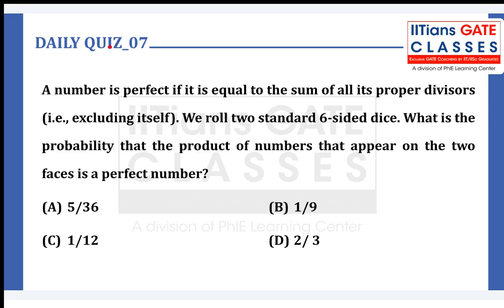Okay, so this is, I think, the last question. Here what they are saying is, a number is perfect if it is equal to the sum of all its proper divisors. Now the first question mark is, what are proper divisors for a number? That is the definition of a perfect number. That's fine. We roll two standard 6-sided dice. Okay, so 2 dice are rolled. What is the probability that the product of the numbers that appear on the 2 faces is a perfect number? The product of the numbers is a perfect number or not? That is the question.